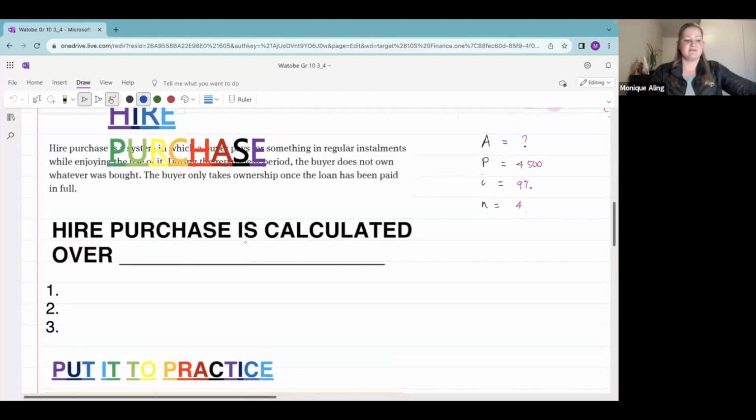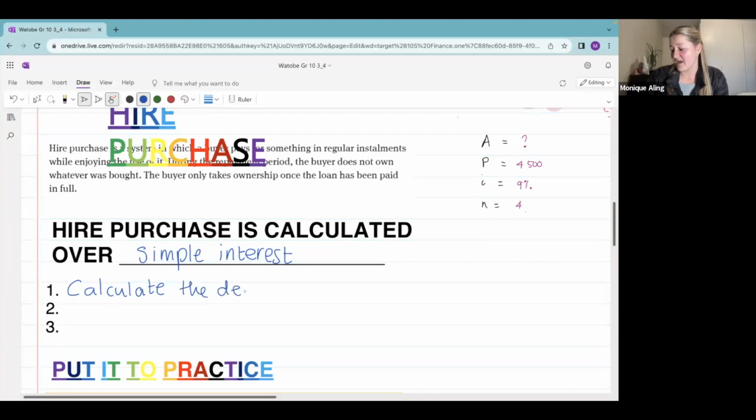here is our little cheat sheet for hire purchase. We are going to say hire purchase is calculated over simple interest. So we need to know the simple interest formula for this. Okay, first step is we calculate the deposit amount. So these are our rules for hire purchase. Calculate the deposit amount.